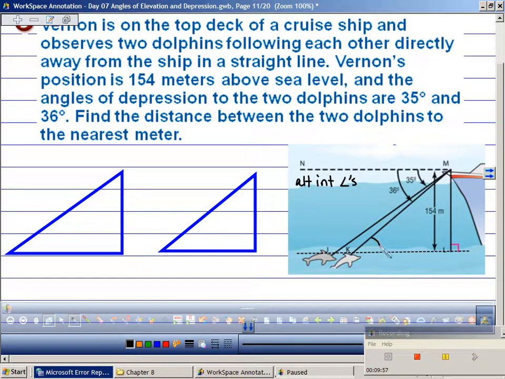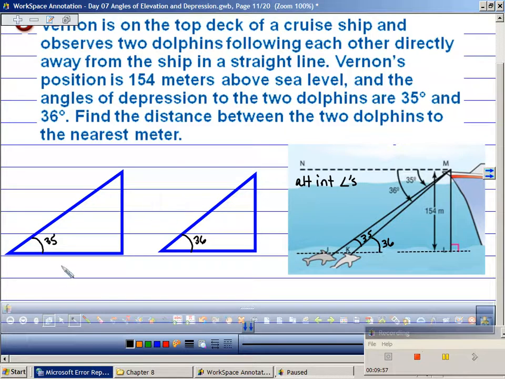So this angle is what? 30. And this angle is what? No, it should be the other way around. Yeah. This angle should be 35, and this one should be 36. See that this is a smaller angle, actually, than this one is? Everybody with me so far? Okay, so this one is an angle of 36, and this one is an angle of 35.